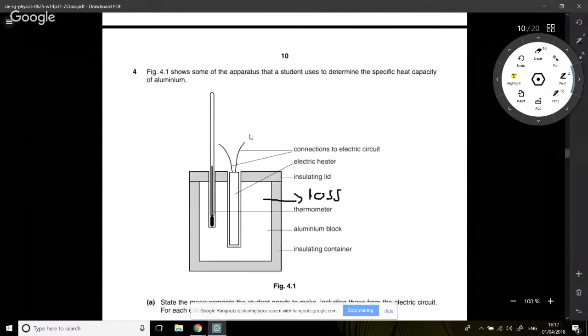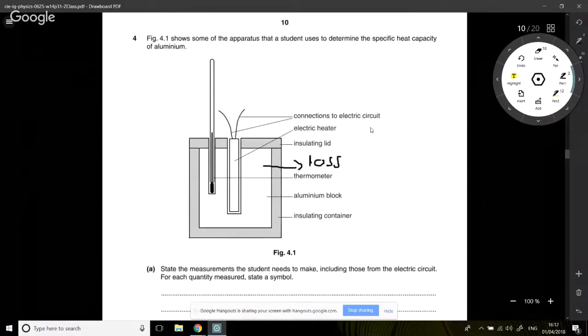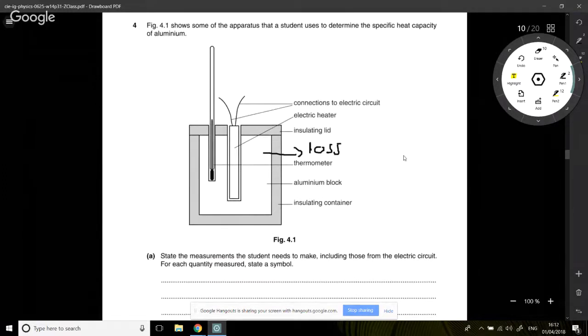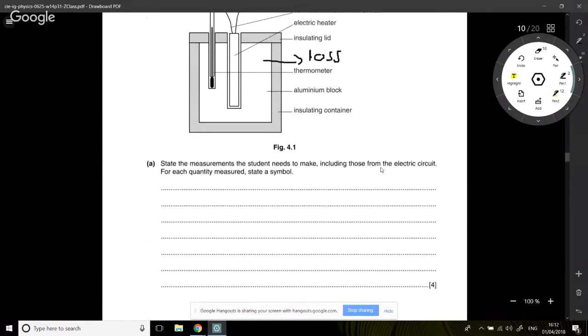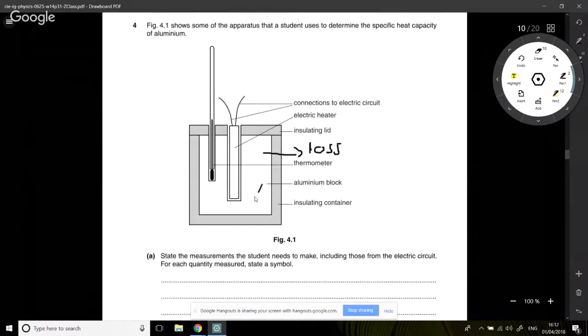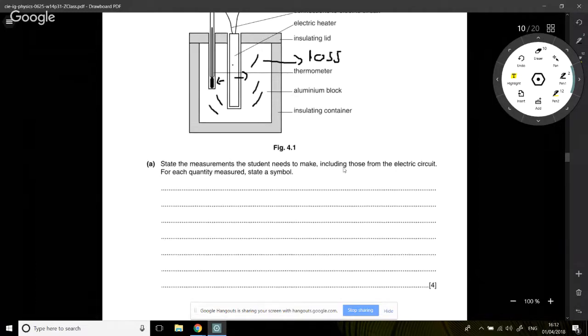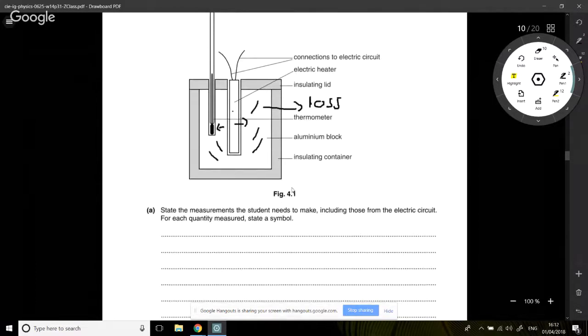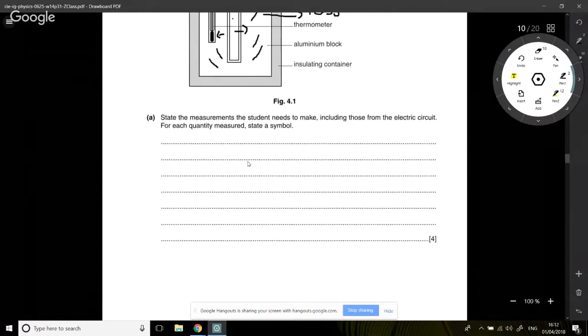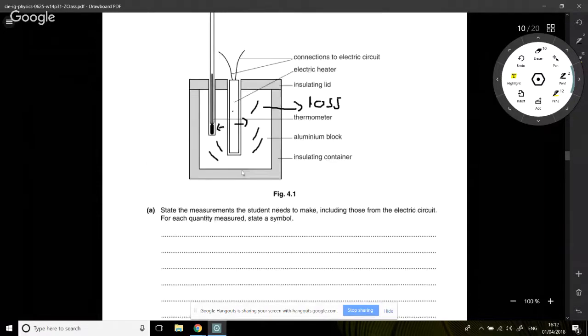Okay, this is a question about how you would go about calculating the specific heat capacity of a thermal mass. This is our block of aluminium. We've got the heating element here that's going to add heat into the block, and then a thermometer over here. It asks you to outline how you would go about this, and what quantities you would need to measure.